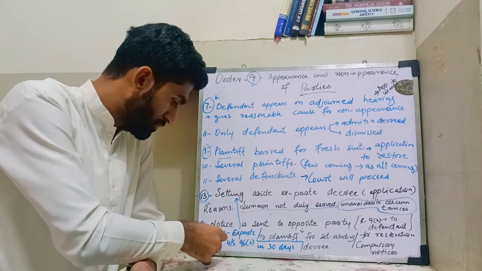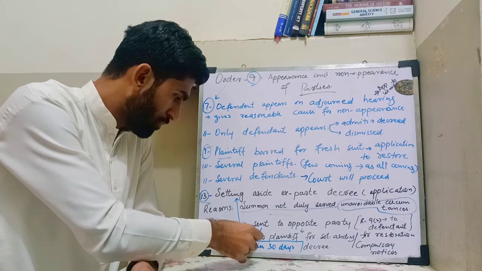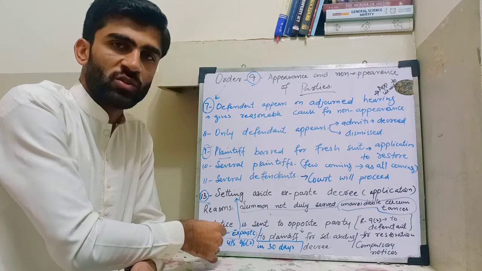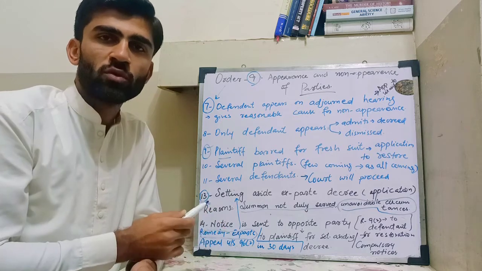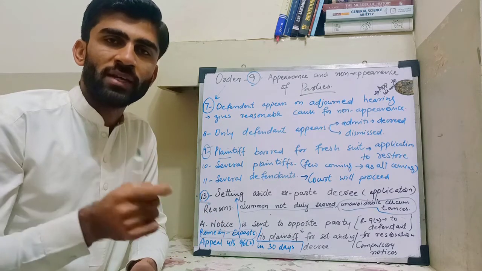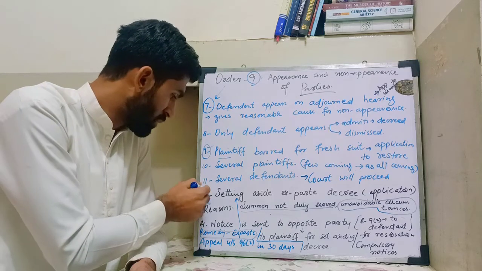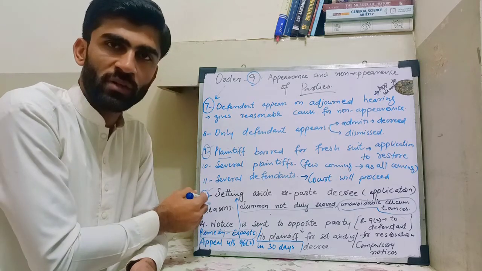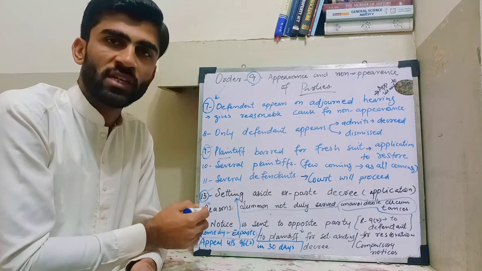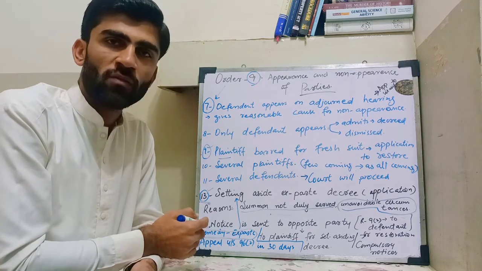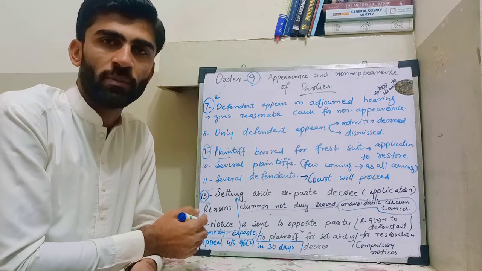What is the remedy when an ex parte decree has been passed against you? You have two remedies. You can file an application to set aside the decree, which is Rule 13. And the other remedy is Section 96, subsection 2 in the CPC, where you can file an appeal.